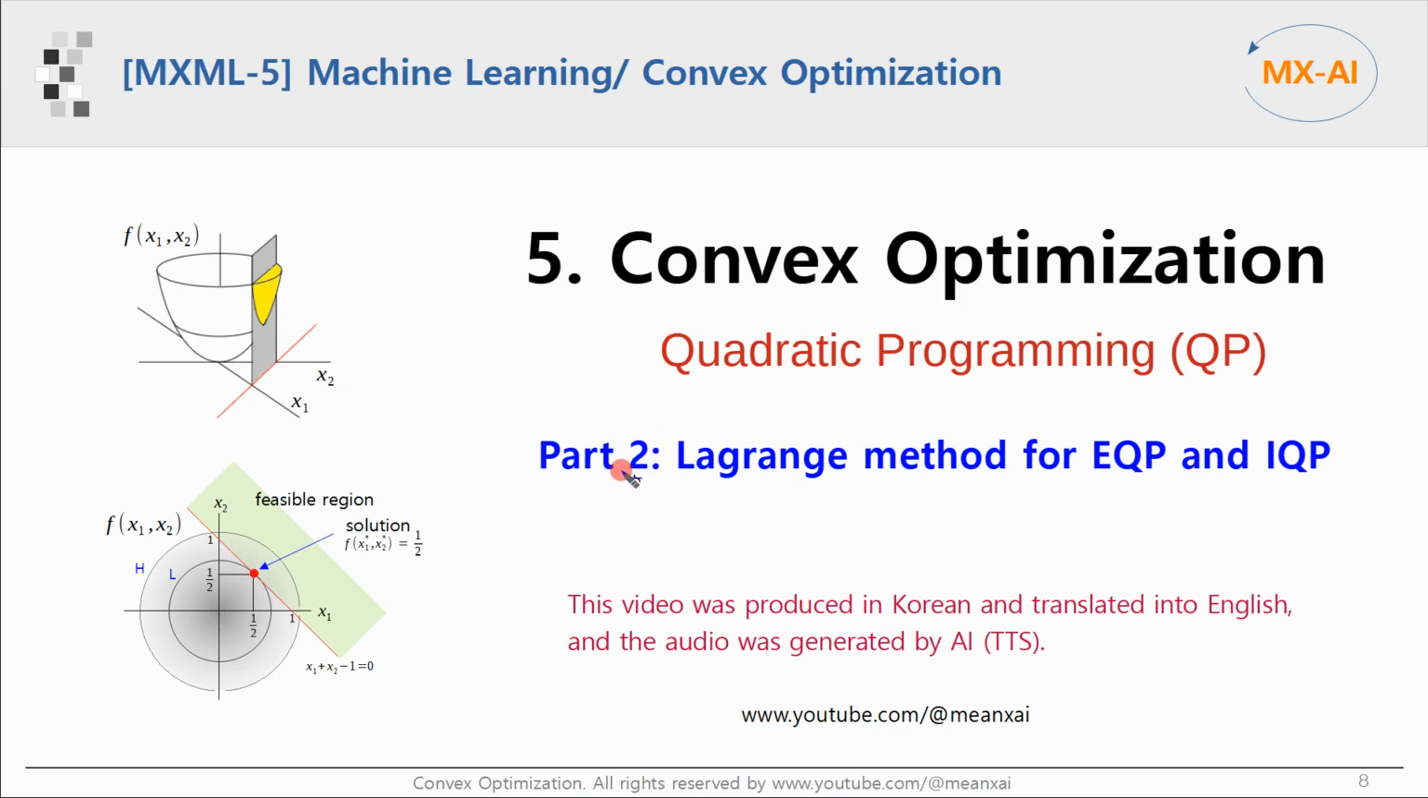This is part 2 of a series on convex optimization. In this video, we will look at EQP, IQP, and Lagrange methods.